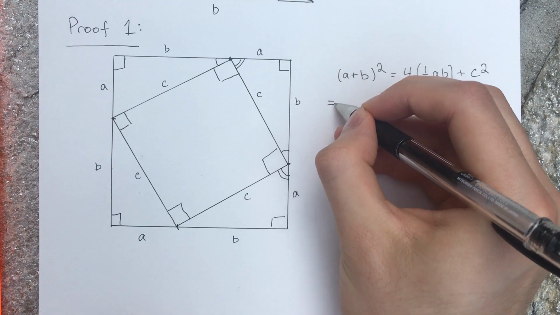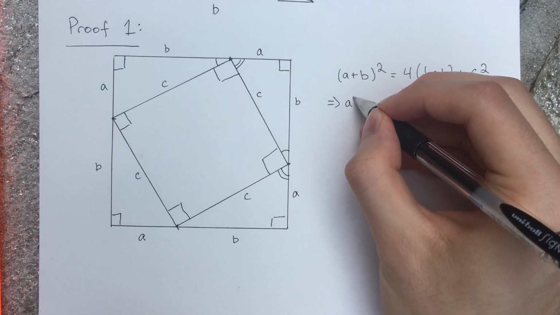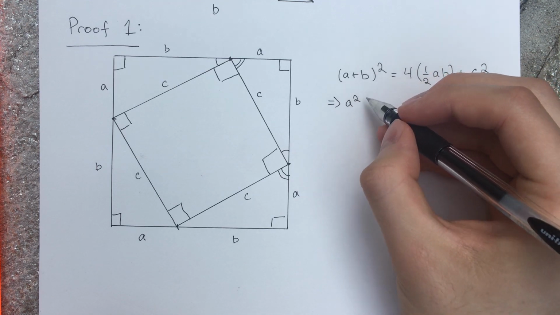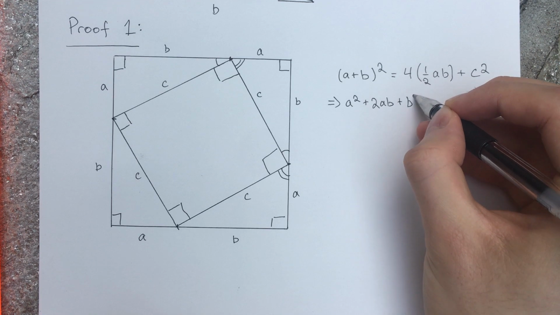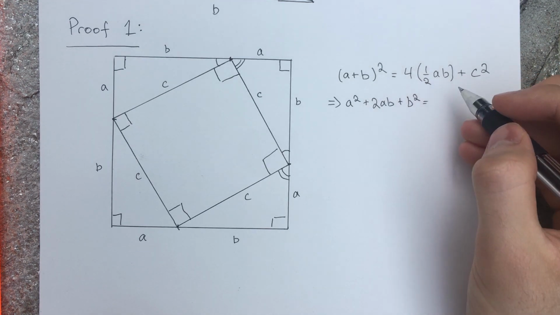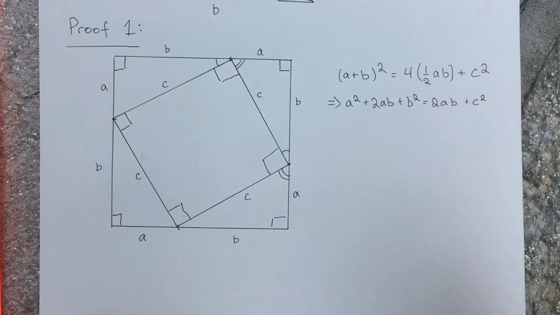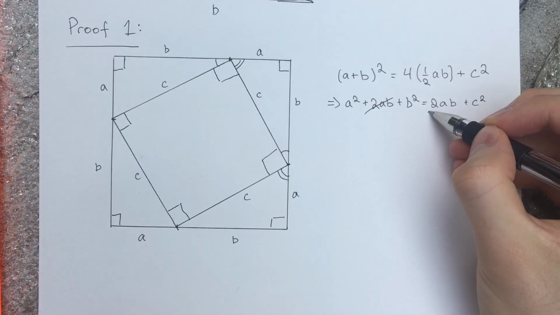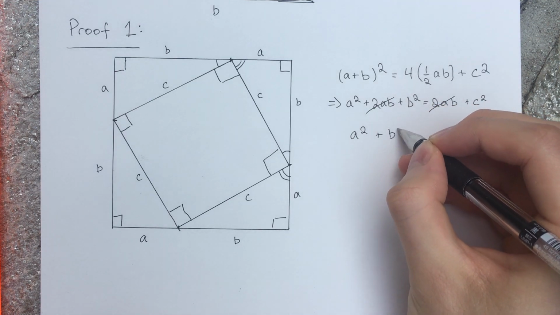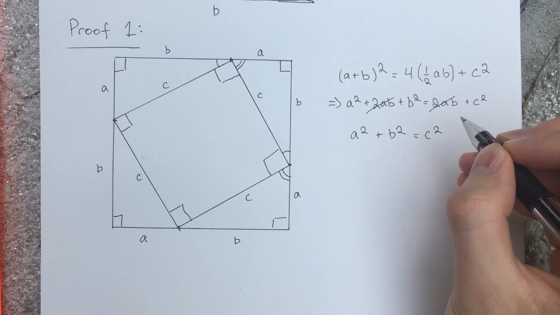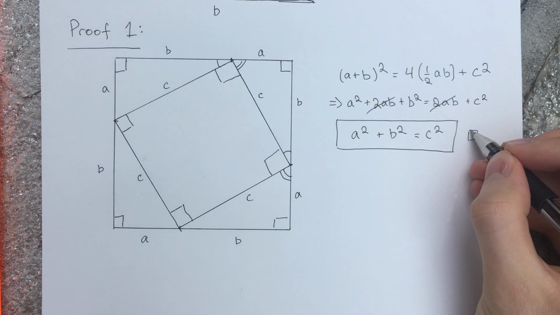And now let's just do some algebra to finish the proof. This distributes into A squared plus 2AB plus B squared. And over here, we'll get 2AB plus C squared. And of course, we can cancel these out. And we get A squared plus B squared equals C squared. And that concludes the first proof.